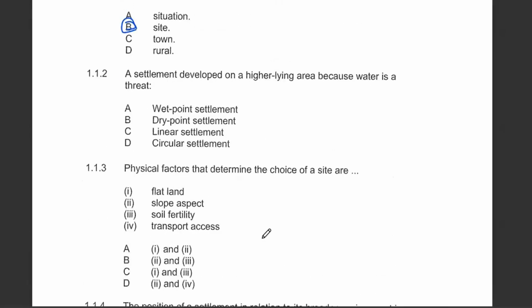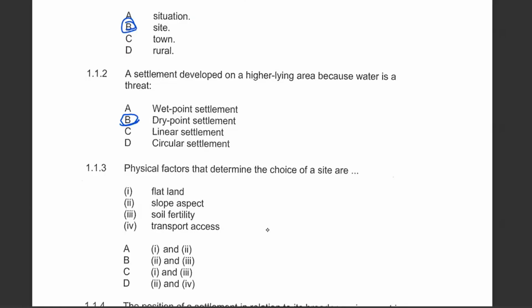Right, moving on to the next question. A settlement developed on a higher lying area because water is a threat. Where water is a threat, we tend to establish settlements on high-lying grounds, which we regard as dry point settlements. Right, moving on to the next question.